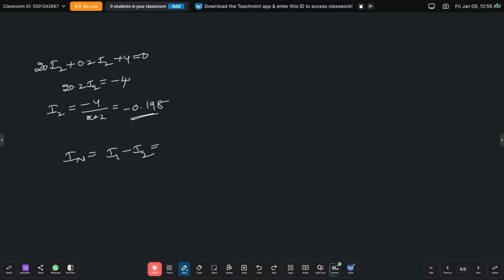So what is the value of I1 minus I2? That is equal to I1 0.198 minus of minus, plus, so that is 0.3960. So that is the Norton's current. Norton's current IN is equal to I1 minus I2, that is equal to 0.3960. And this is the first step. In the first step we find the Norton's current, and next in the second step we need to find the value of RThevenin, like in the previous theorem, that is Thevenin's theorem.